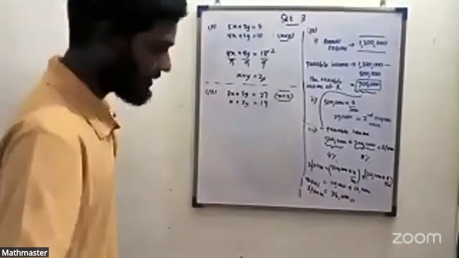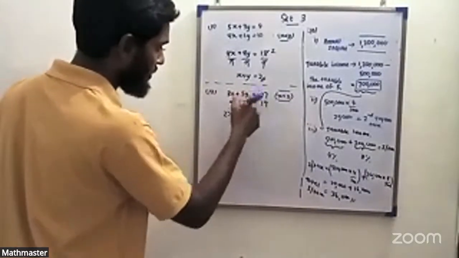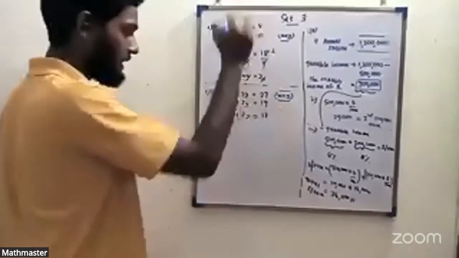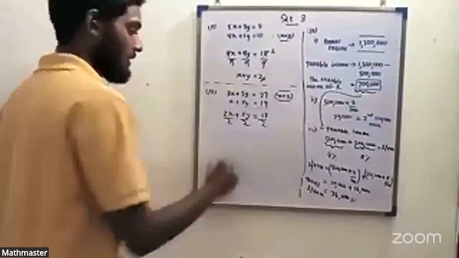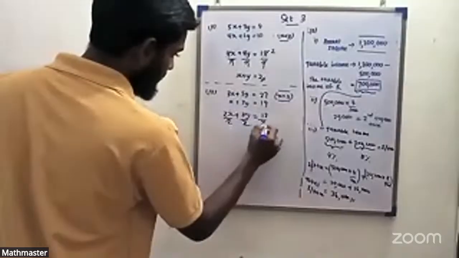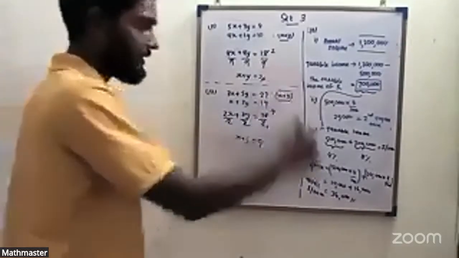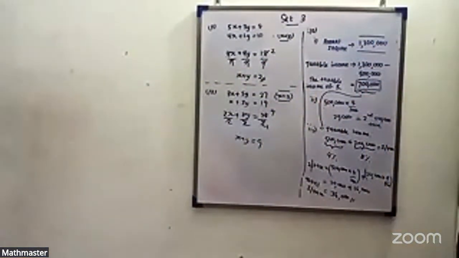How is that? 3x minus x is 2x, 5y minus 3y is 2y, equals 37 minus 19, which is 18. Now 2 to 18, the common factor is 2. Divide all by 2. 2 cancels, 2 cancels, 2 times 1, 2 times 9. x plus y at once we can get as 9. That is the answer. Right. I hope that you understood this part.